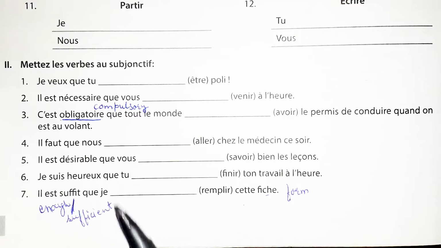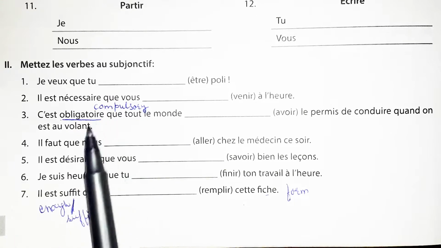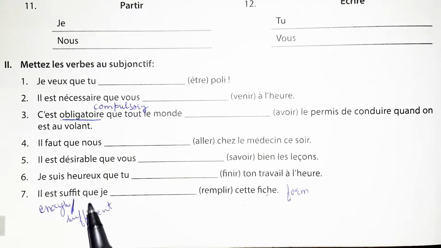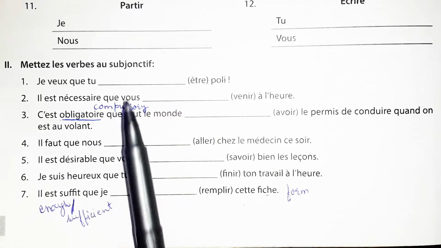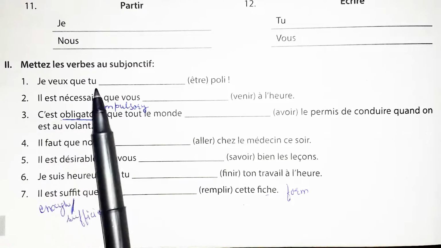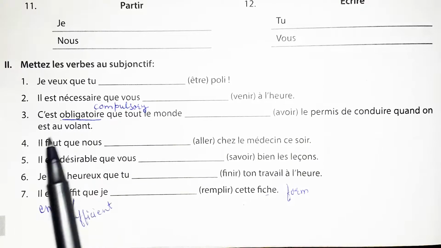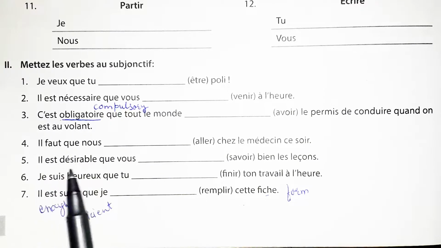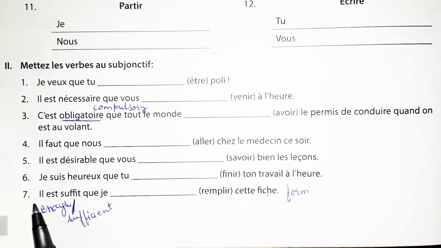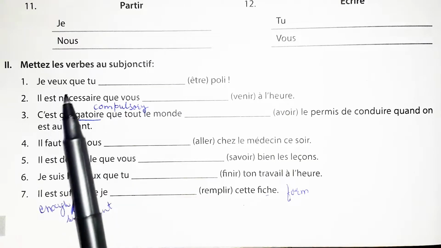Okay, so if you notice here in the sentences given, you have que written everywhere. So it's a must. If you are using subjonctif, there should be que present in your statement, like je veux que, il est nécessaire que, il est obligatoire que, il faut que, il est désirable que, je suis heureux que, il est suffit que. Okay, in that way. So now let's start with the first sentence.